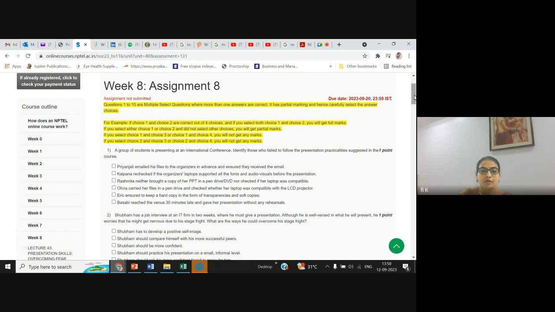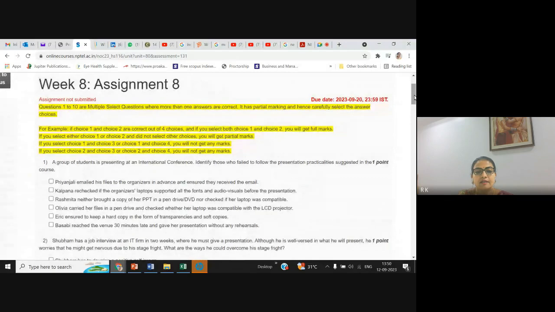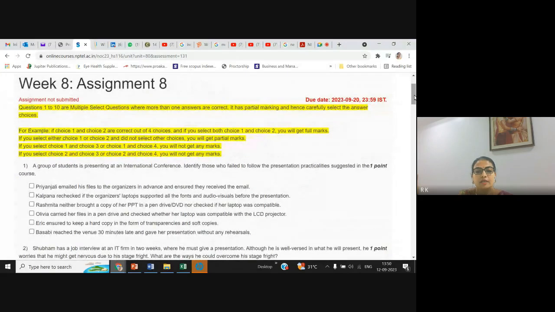Eric ensured to keep a hard copy in the form of transparencies and soft copies. Basabi reached the venue 30 minutes late and gave her presentation without any rehearsals.